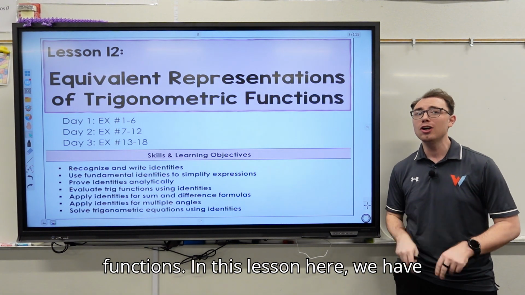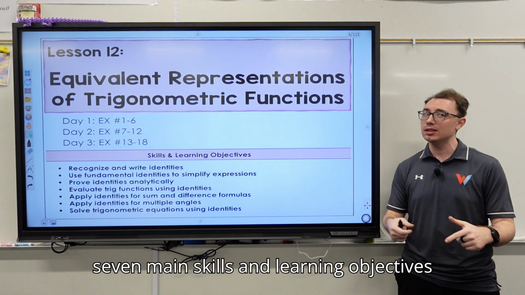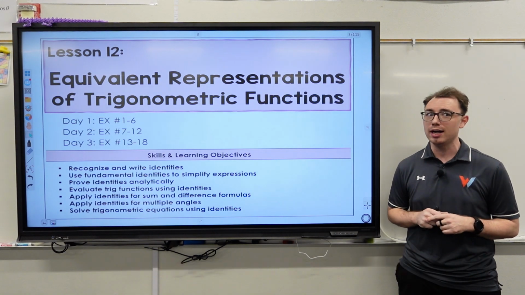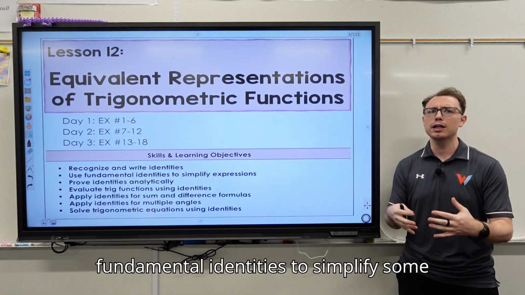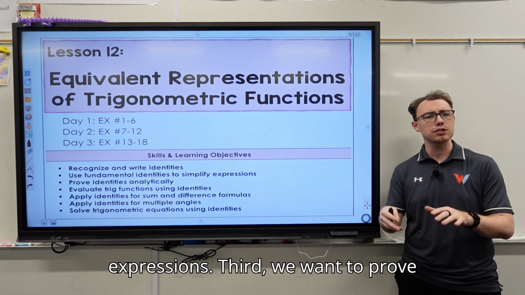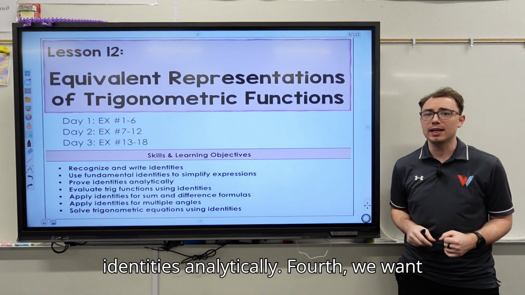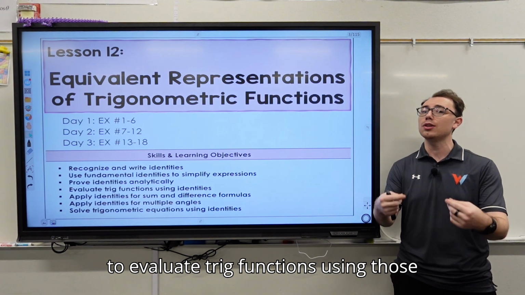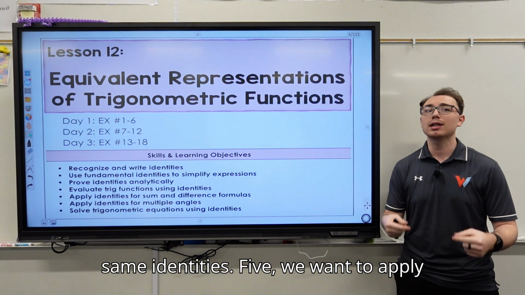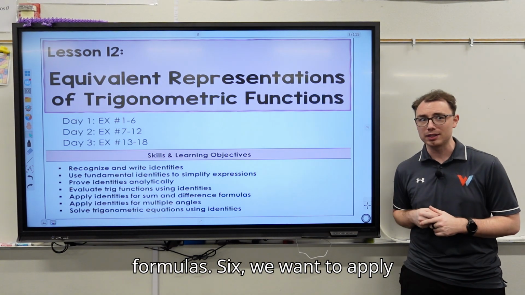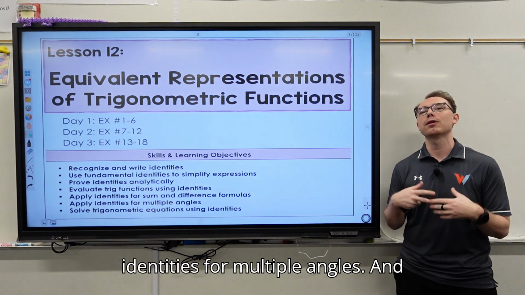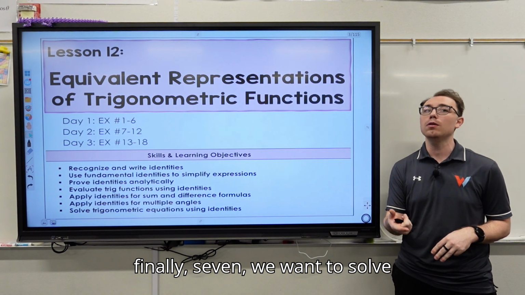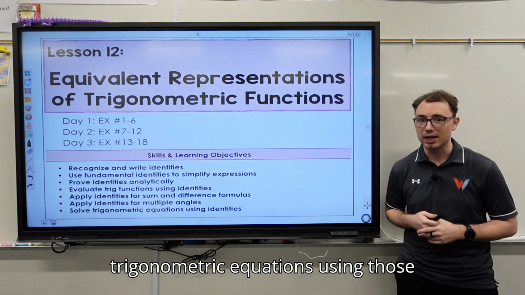In this lesson here, we have 7 main skills and learning objectives where we're starting off by trying to recognize and write these trigonometric identities. Second, we want to use fundamental identities to simplify some expressions. Third, we want to prove identities analytically. Fourth, we want to evaluate trig functions using those same identities. 5, we want to apply identities for sum and difference formulas. 6, we want to apply identities for multiple angles. And finally, 7, we want to solve trigonometric equations using those identities.